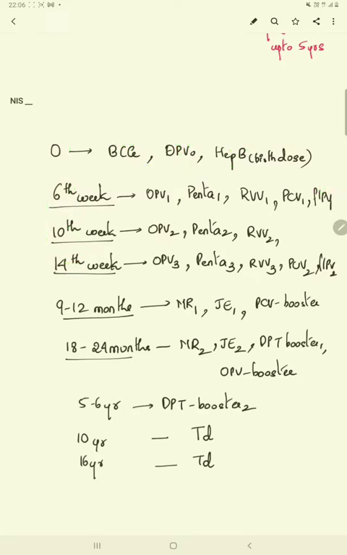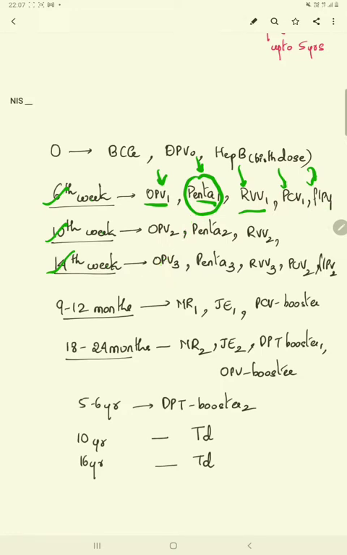So we have the pentavalent. Remember, we are giving the pentavalent during the 6th, 10th, and 14th week. In similar lines, remember that there are broadly 5 vaccines that you are going to give during the 6th, 10th, and 14th week. That is OPV, pentavalent, rotavirus, pneumococcal, and the IPV. Though in actuality, pentavalent in turn consists of 5 components.